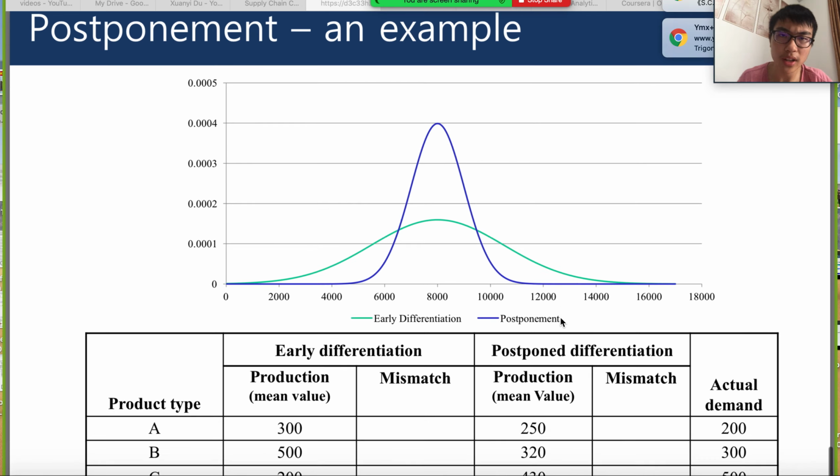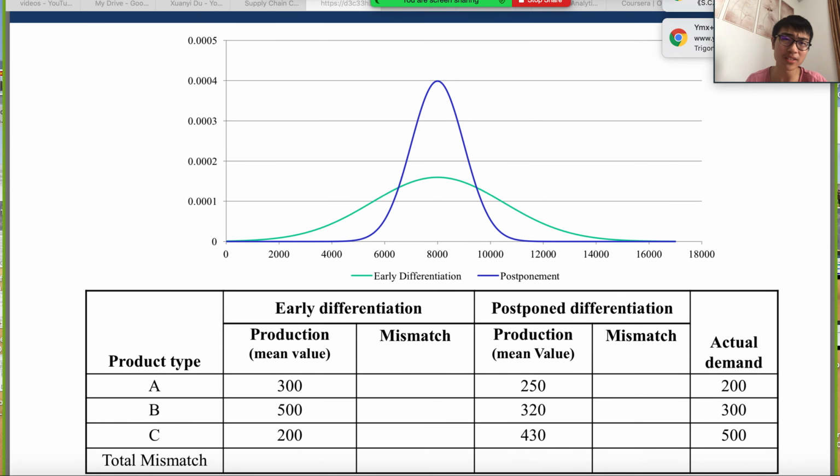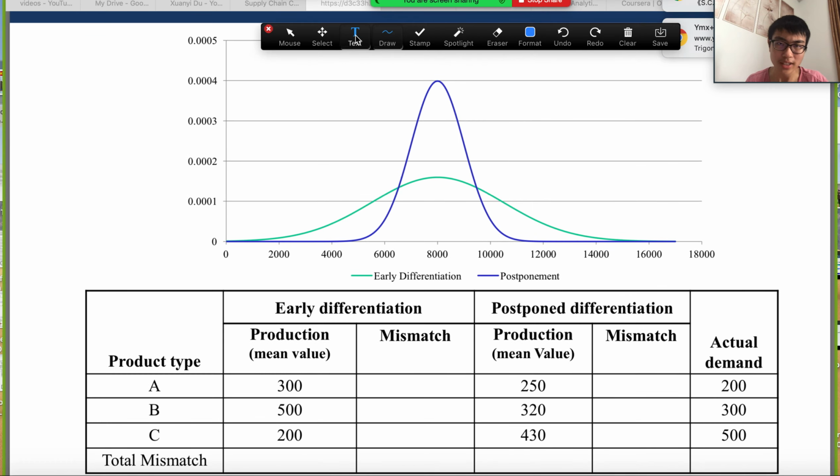So if you look at this diagram right here, we can analyze some existing benefits given by postponement. There is quite a lot of data showing that postponement actually works. So for example, here our production demand, actual demand is 200. Here our mismatch is 100, here 200, here 300. These are the mismatches. And here our mismatch is 50, here 50, and here 20, and here 30.